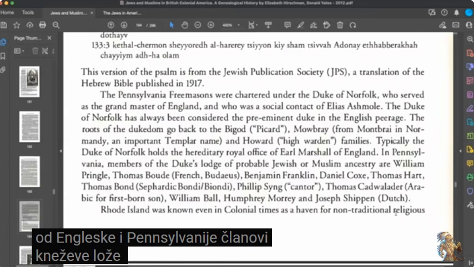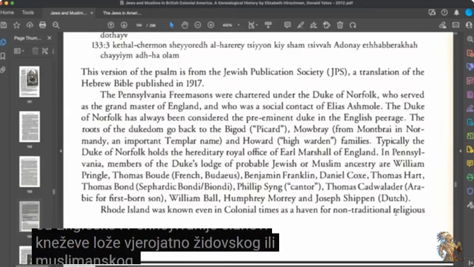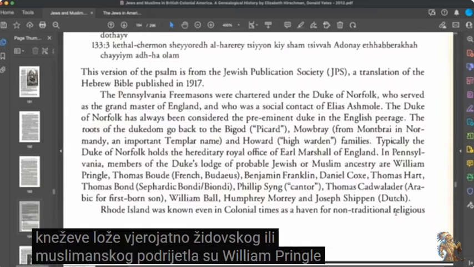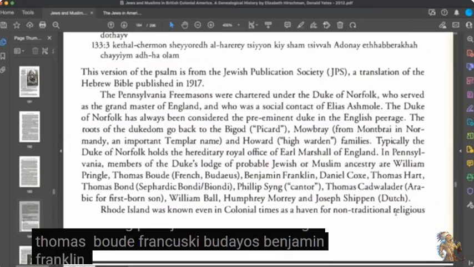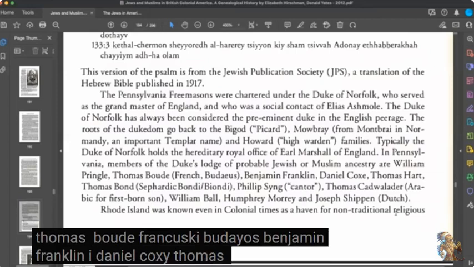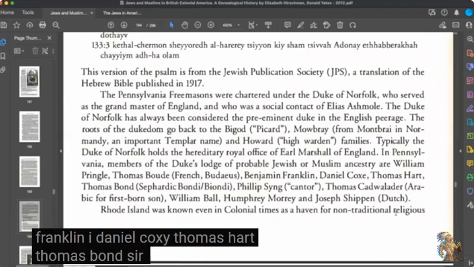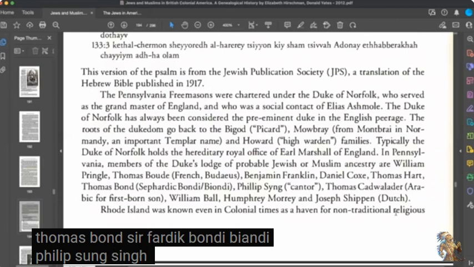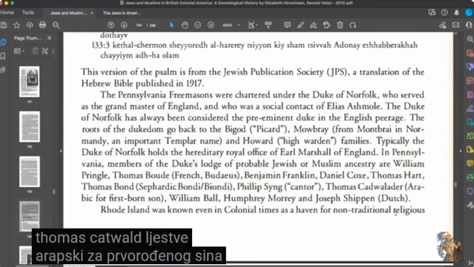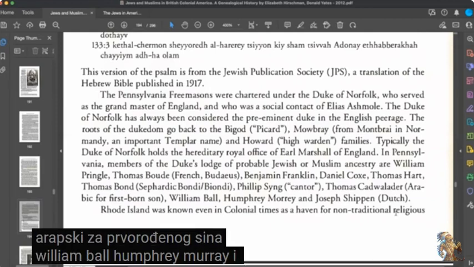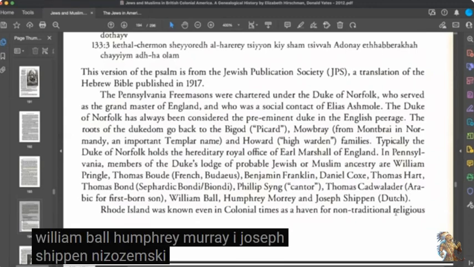Members of the Duke's Lodge of probable Jewish or Muslim ancestry are William Pringle, Thomas Boudet, French Boudaios, Benjamin Franklin, and Daniel Coxey, Thomas Hart, Thomas Bond, Sephardic Bondi, Biondi, Philip Singh, Cantor, Thomas Cadwallader, Arabic for firstborn son, William Ball, Humphrey Moray, and Joseph Shippen, Dutch.